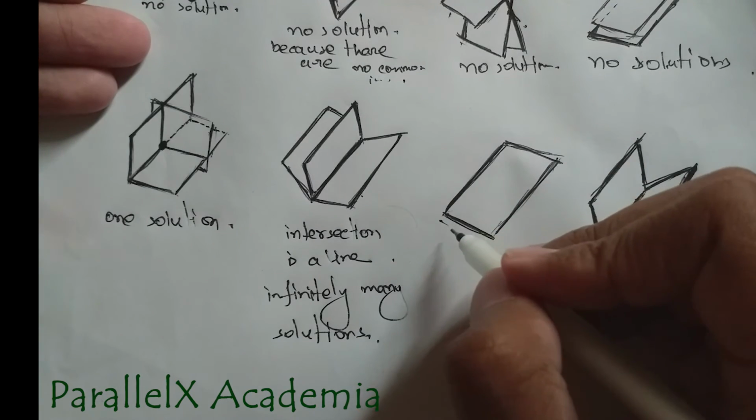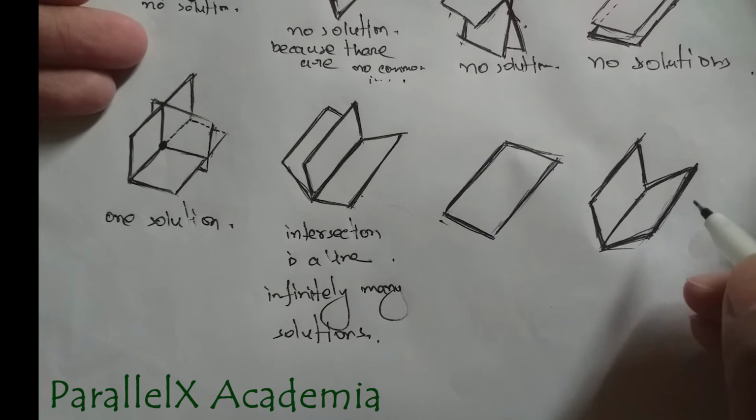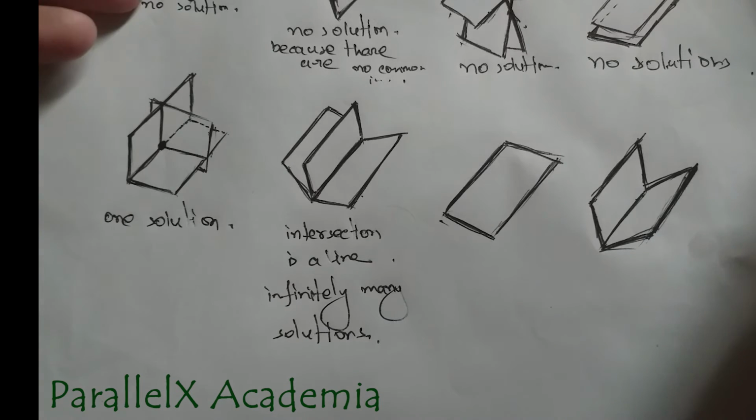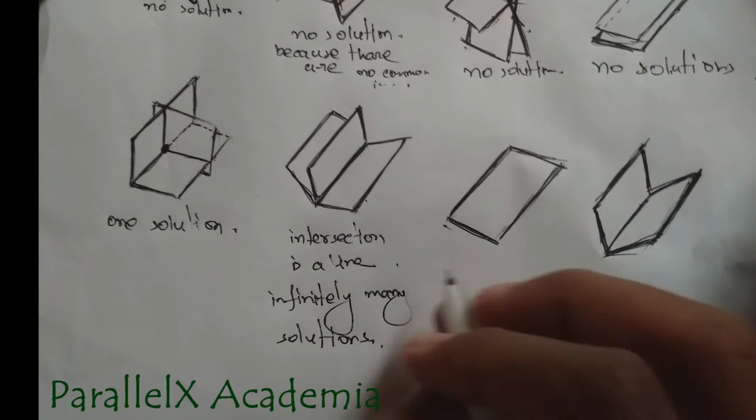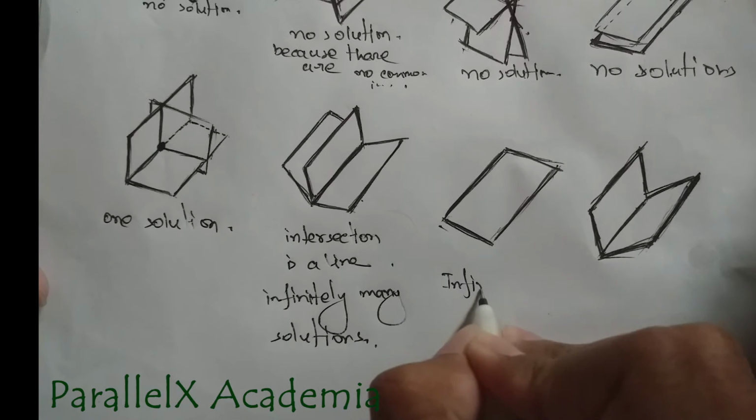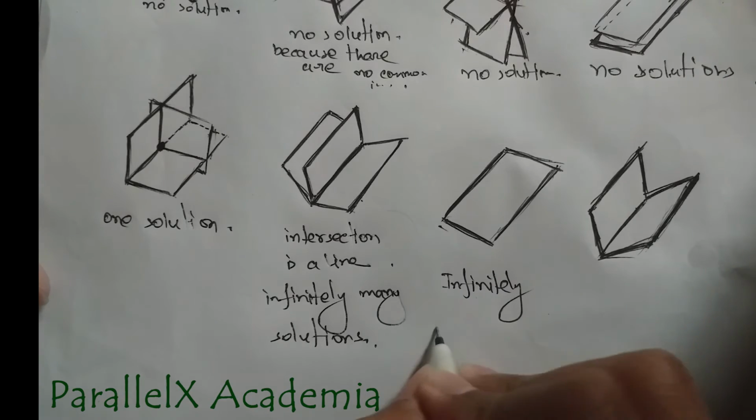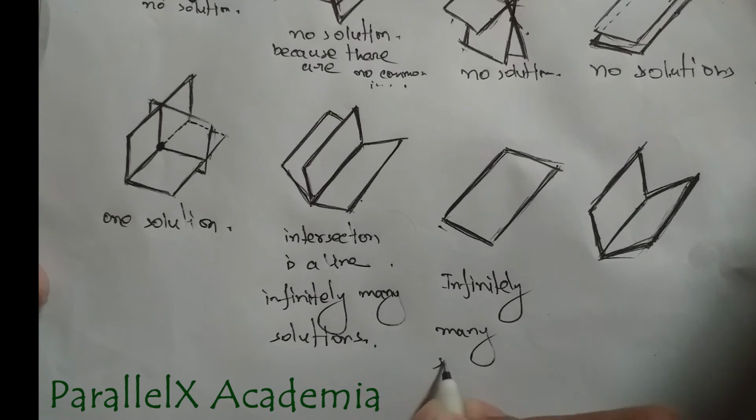Now if you look at this figure, there are three planes here. Each of these planes is coincident. All these planes are coincident, and the intersection will be a plane. So what will be the case here? There will be infinitely many solutions.